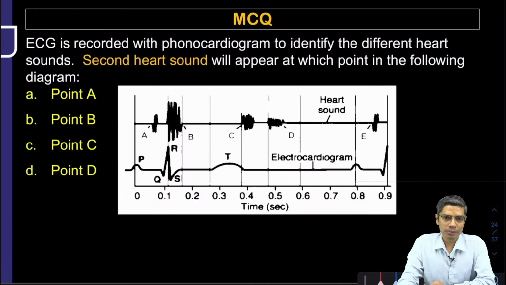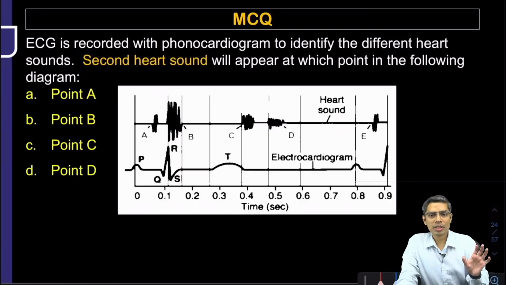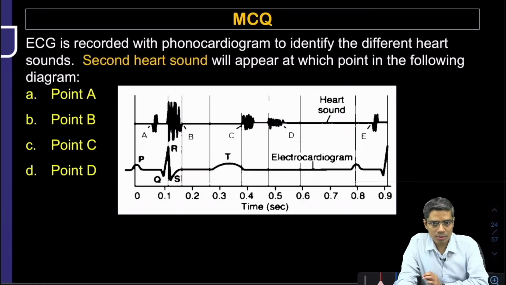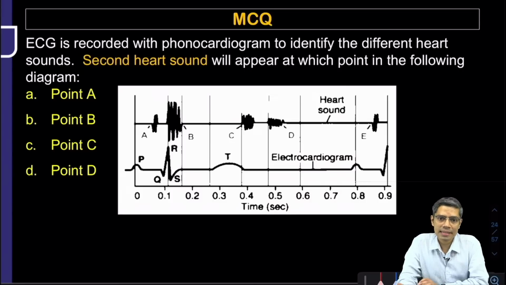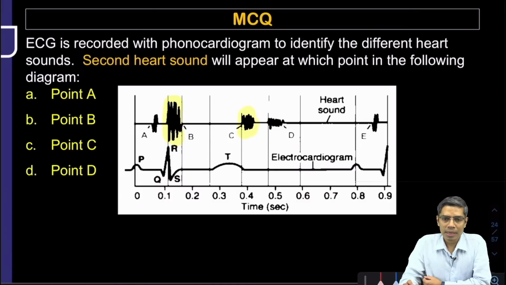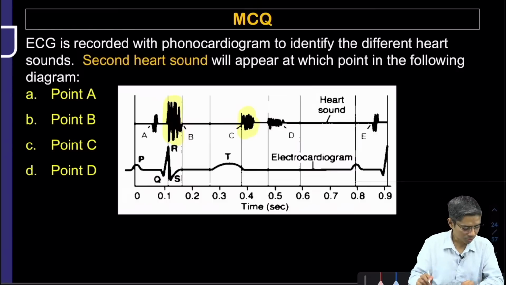So, second heart sound, how will you understand? Second heart sound is more amplitude or less amplitude? Second heart sound is a soft heart sound. Soft heart sound means less amplitude. Okay. So, if you look at this, this is a more amplitude sound, this is a low amplitude sound. But we also have to remember the first heart sound. Second heart sound will appear at which point? Point number C. Very, very good.